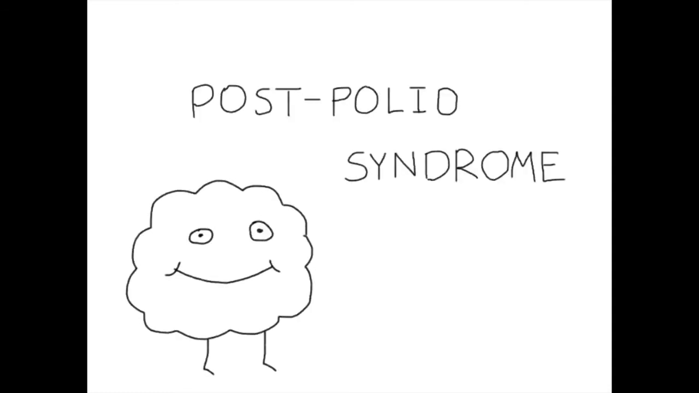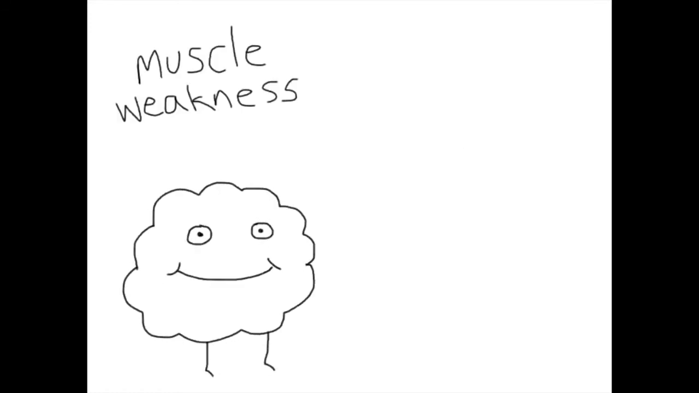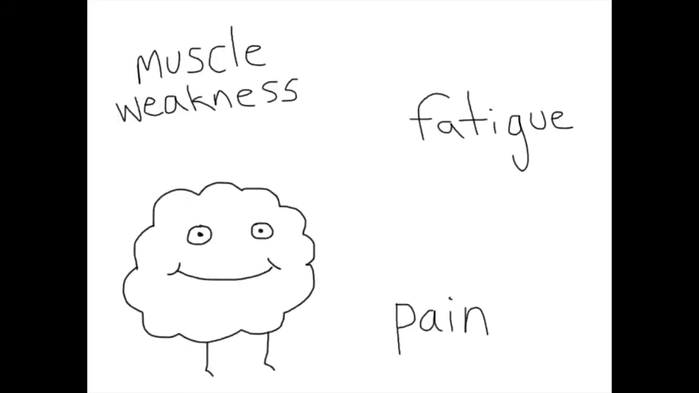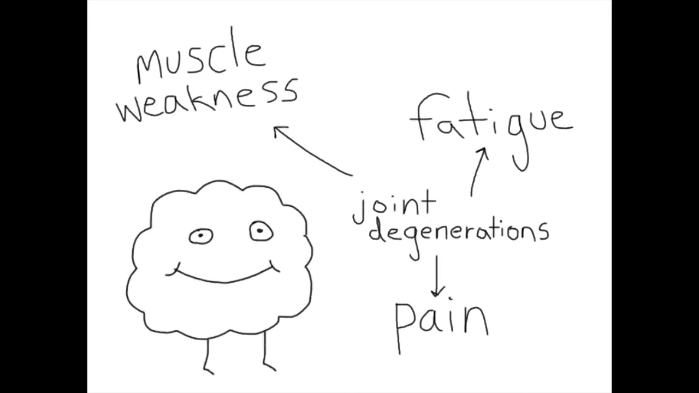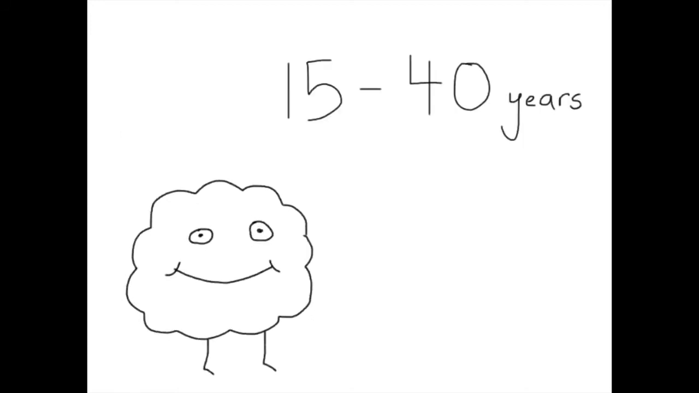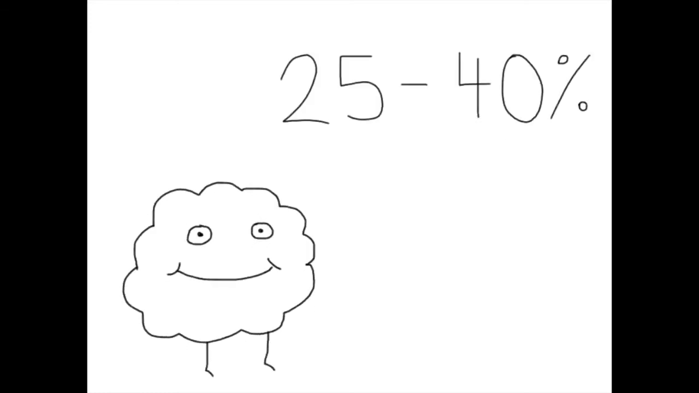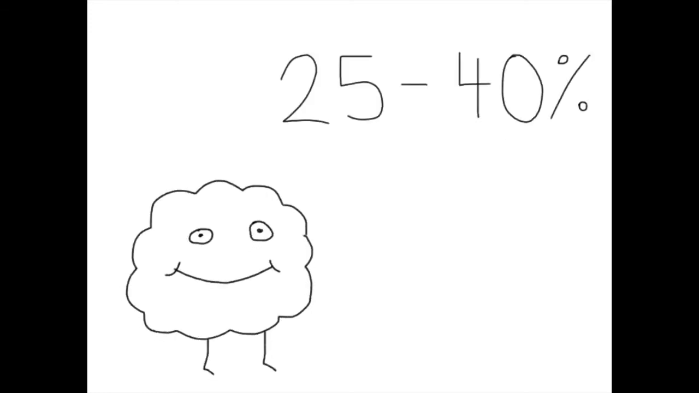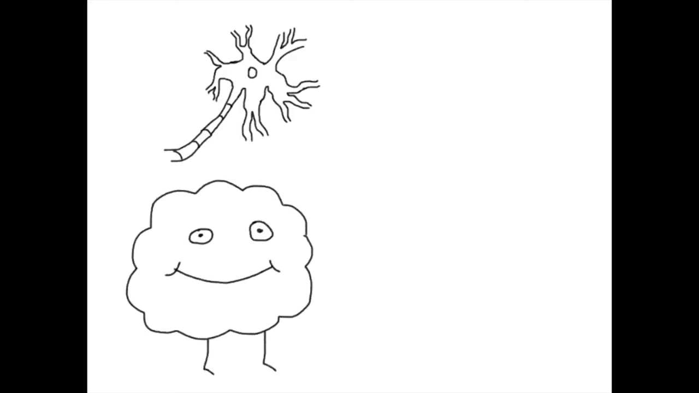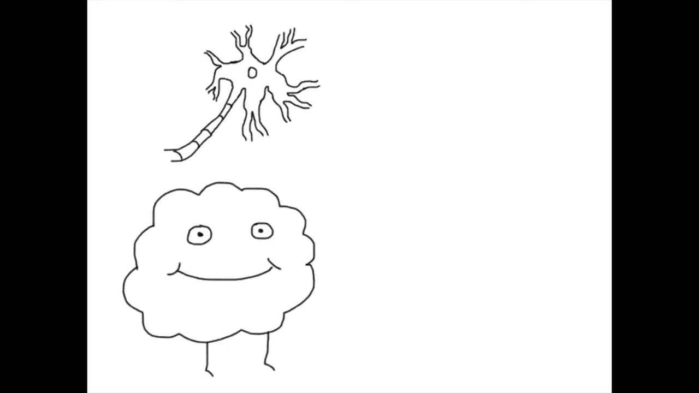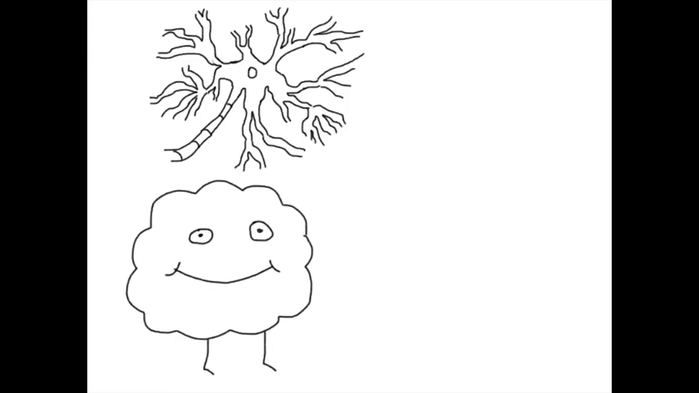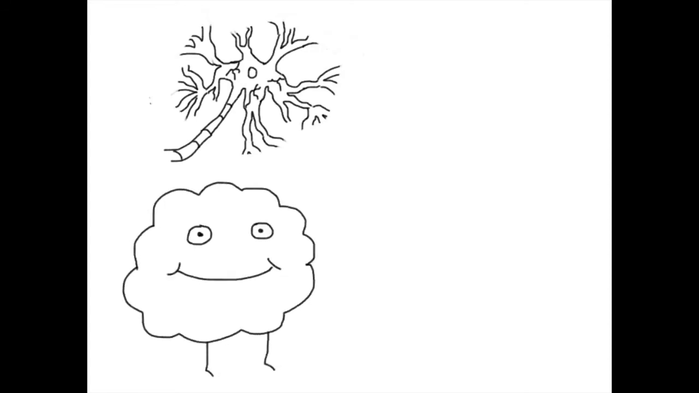Even years later, poliovirus can affect you. Post-polio syndrome includes progressive muscle weakness, fatigue, and pain from joint degeneration. This tends to happen 15 to 40 years after infection and in about 25 to 40% of people who get poliomyelitis. When polio attacks your motor neurons, it doesn't destroy all of them, so you're left with a subset of functioning ones. These neuronal cell bodies will sprout new fibers, but over time, these cell bodies are working harder than they usually would, so they weaken and slowly die.